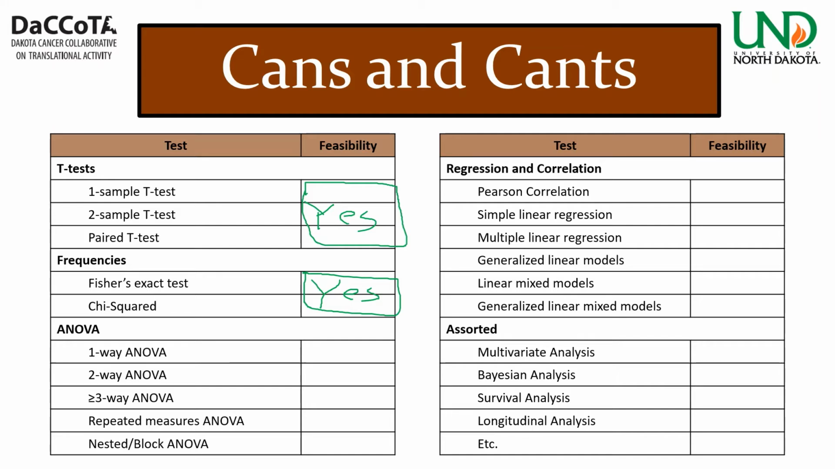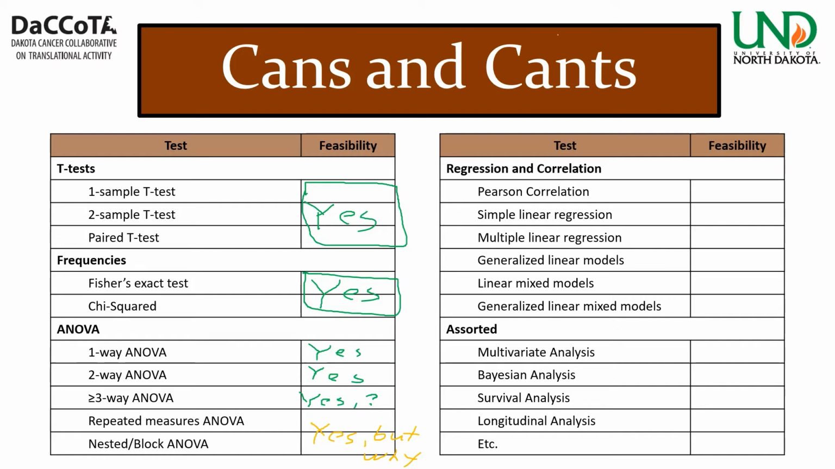ANOVA, looking at 1-way, 2-way, and 3+ way ANOVA, these are all going to be yes, yes, yes, but start to question yourself if you really want to do a 3-way ANOVA by hand. Repeated measures and nested ANOVA, I'm going to turn this into an orange. This is still a yes, but there's also the but why component in it. These are more complicated designs. Probably better to just let the computer do that.